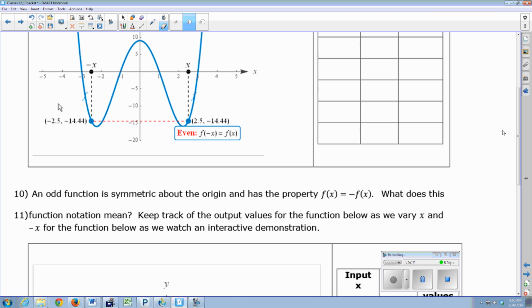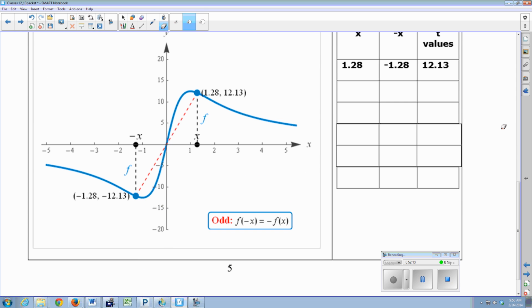All right, for odd functions, it's a little different story. For an odd function, look what happens when you put in opposite values. You don't come straight across. Odd functions are symmetric around the origin. So you come here and then you go down here. So to show that a function is odd, when you put in the opposite values for x, the y values are opposite. Okay, so that's an odd function.